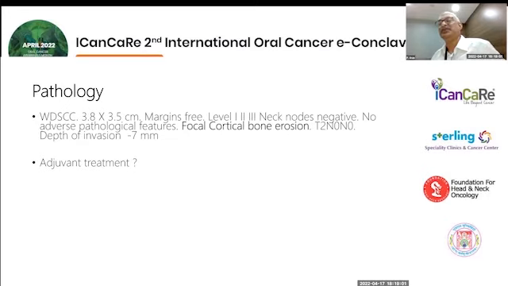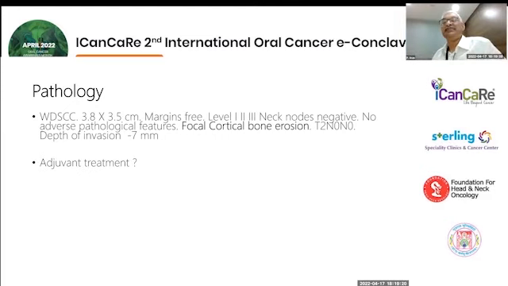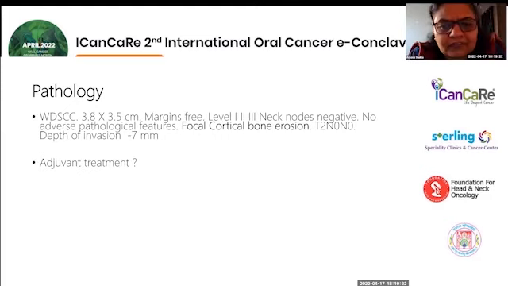What is your practice, Dr. Dushyant? Yeah, particularly because the tongue and the floor of mouth, these are the lesions where we give adjuvant radiotherapy even in T1N0 when the depth of invasion is more than 4 mm. In buccal mucosa, if it is well differentiated and margins clear, T2N0 we can observe. But in tongue and floor of mouth, we definitely go for adjuvant radiotherapy.